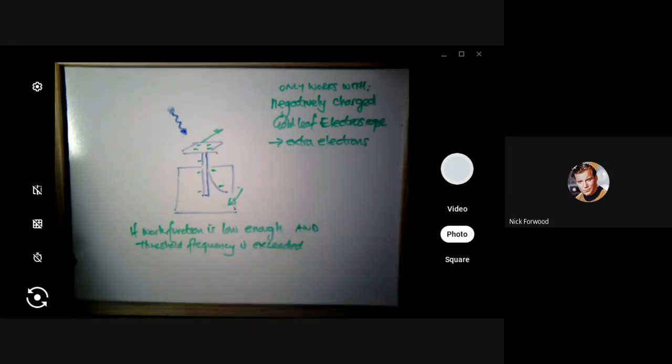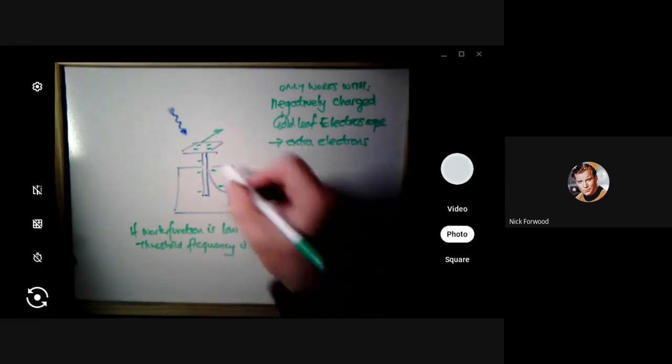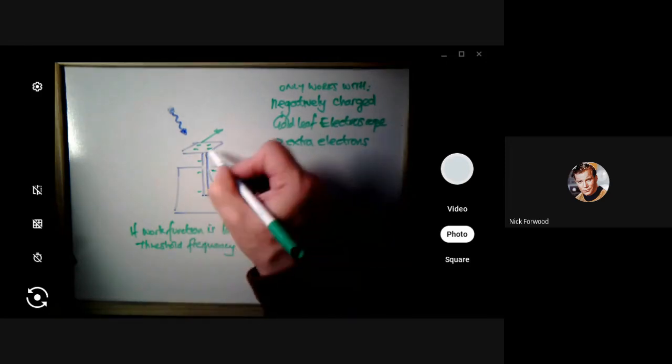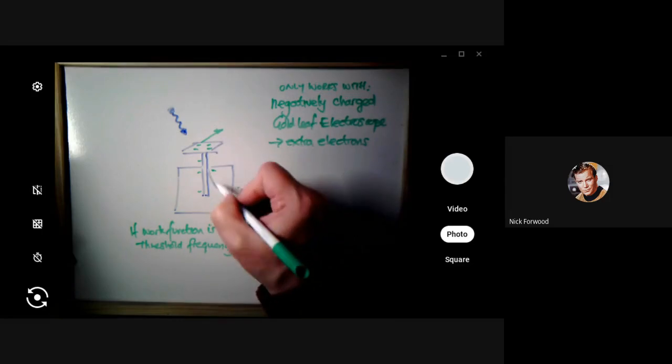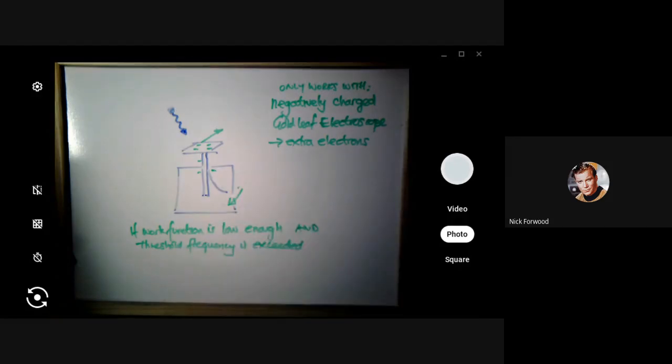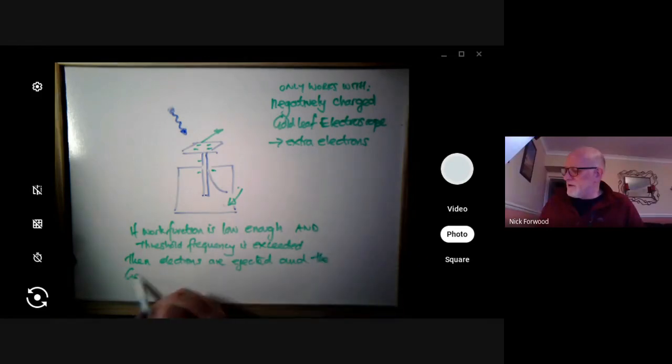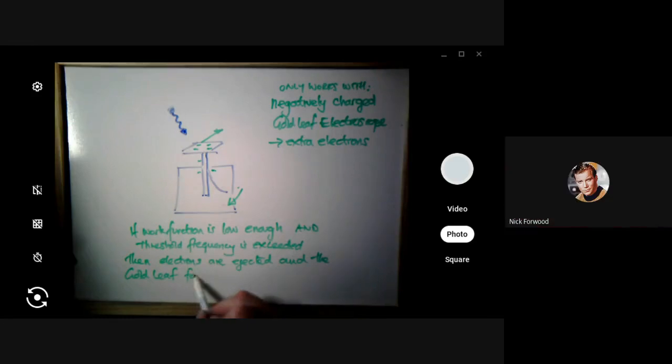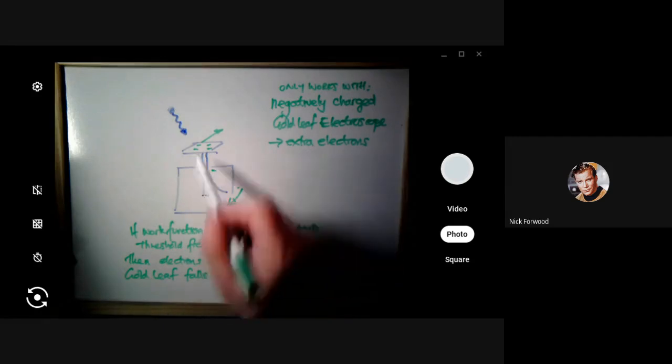So we can't actually see electrons leaving, but we get the idea that electrons are indeed leaving, because if they weren't leaving, the gold leaf would stay there. And the fact that electrons are being removed continuously means that there's less electrons down here. Less electrons down here repelling each other means the gold leaf then falls. So if the work function is low enough and the threshold frequency exceeded, then electrons are ejected and the gold leaf falls. So the gold leaf falling is an indication that electrons are actually being kicked out of the metal plate.